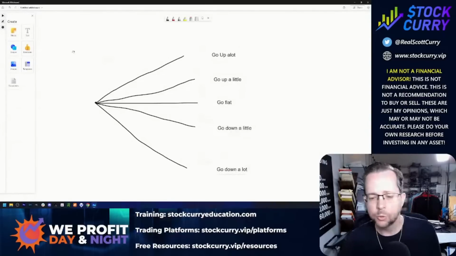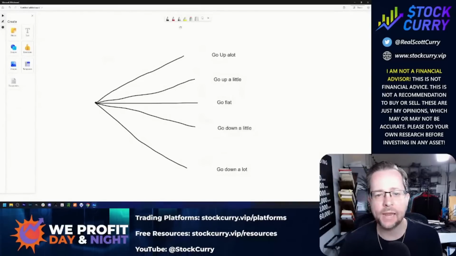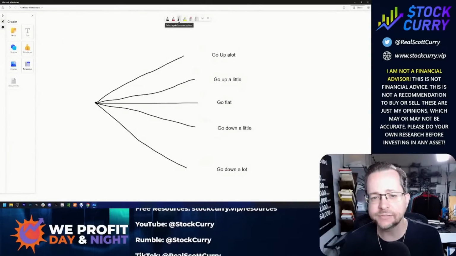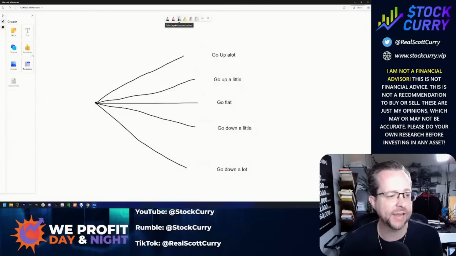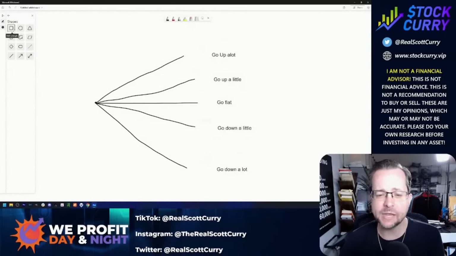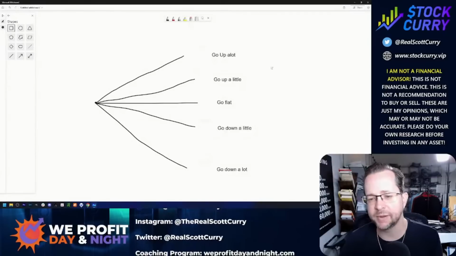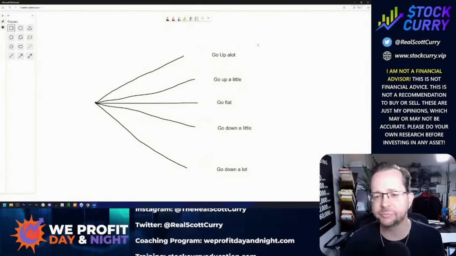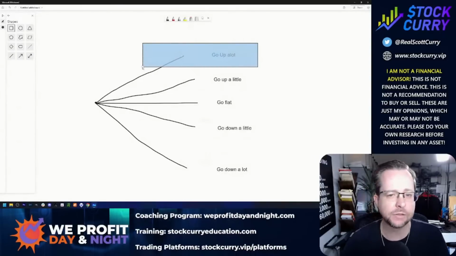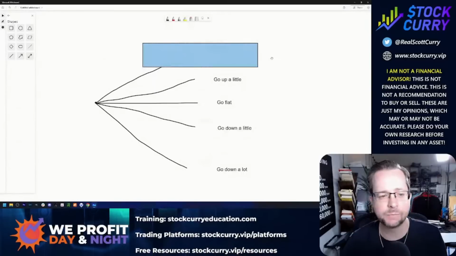Now, when you buy a call or a put, let's just say you're going to buy a call option, right? If you buy a call option, what are the odds that you're going to make money? How do you make money? Well, a call option makes money when the stock goes up a lot. So if you buy a call option, this is how you make money.